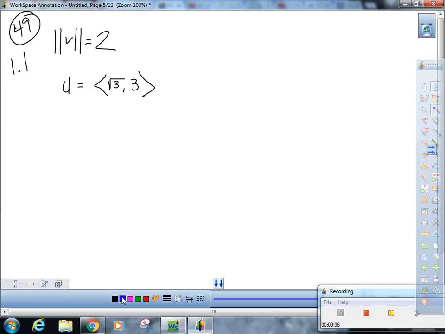Okay, so this is 1-1, number 49. This right here is, I think, explaining to you why unit vectors are useful, okay? So here's the scenario. We want V to have a magnitude of 2, but we want it to go in the direction of U, okay?